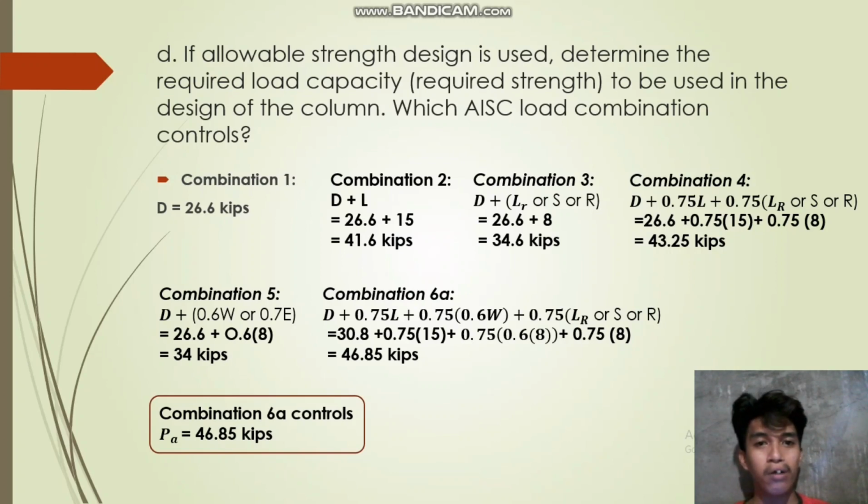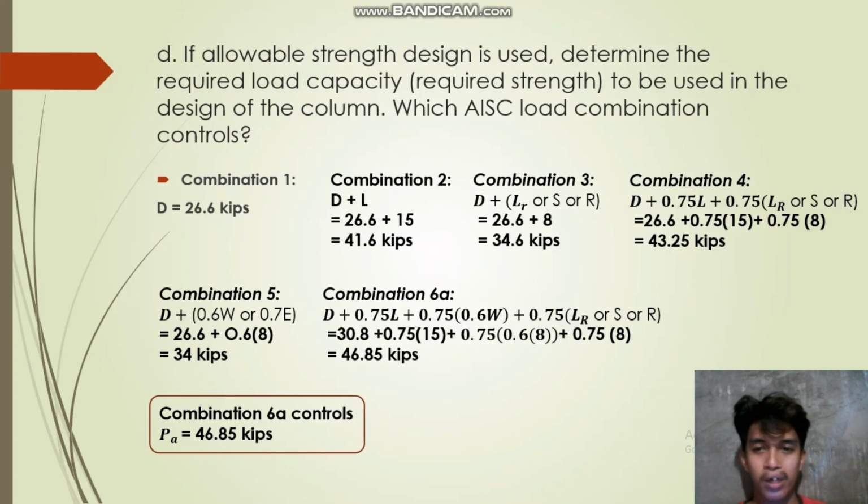in the design of the column, which AISC load combination controls. Combination number 1. Dead load is equal to 26.6 kips. Combination number 2. Dead load plus live load is equal to 26.6 plus 15, equals 41.6 kips. Combination number 3. Dead load plus roof load or snow load or rain load is equal to 26.6 plus 8, since snow load is the highest, equals 34.6 kips.